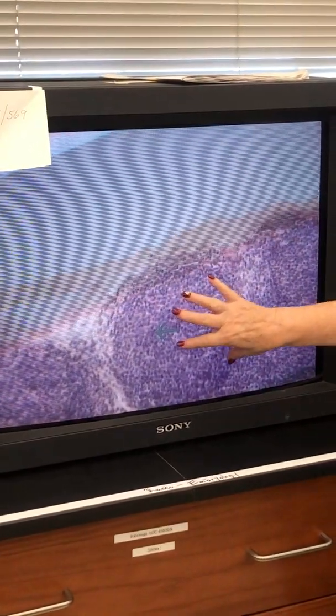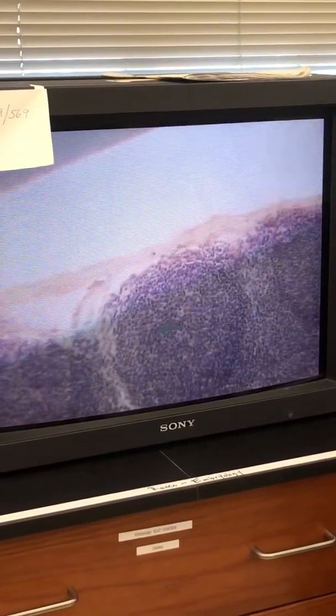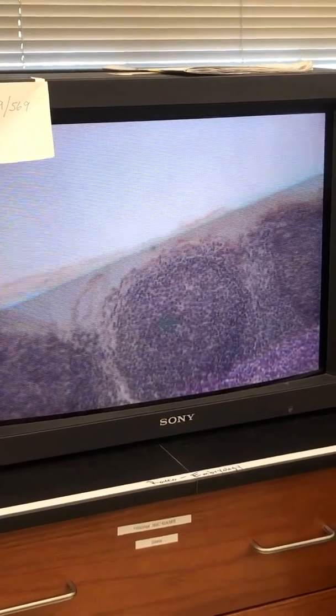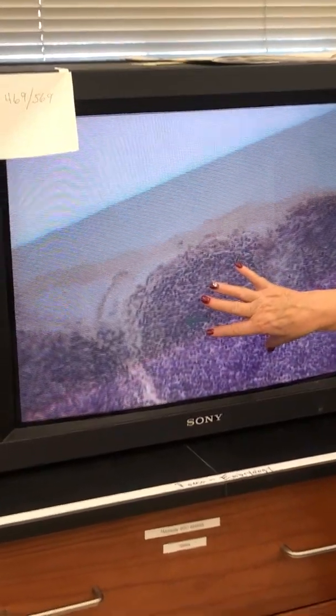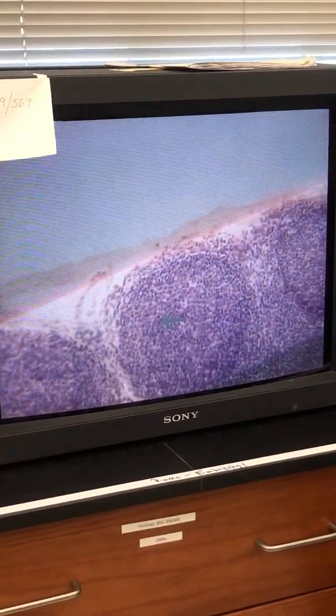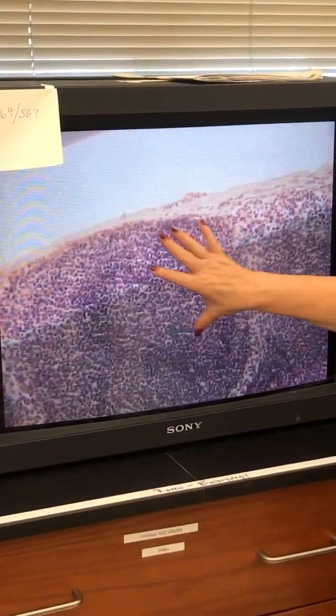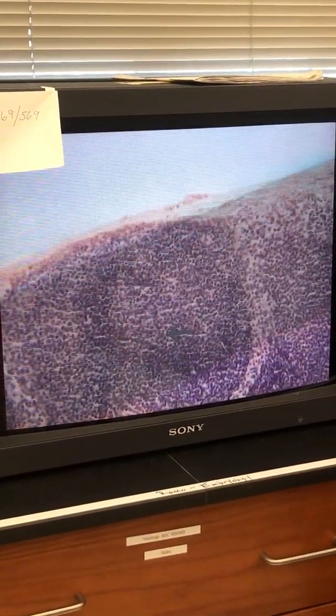So what's this structure called? A cortex follicle, a nodule. Primary nodule. That's what this is, because you don't see any light color in the center. So what would this structure be called? Secondary nodule. Right.